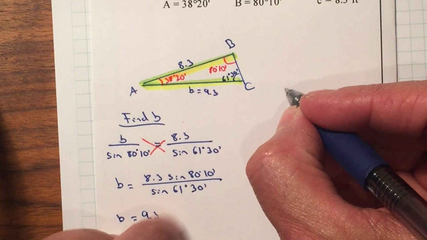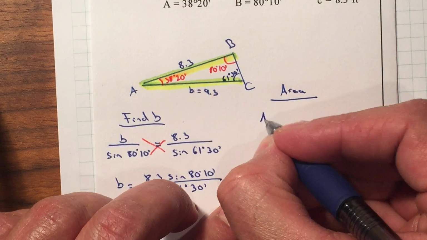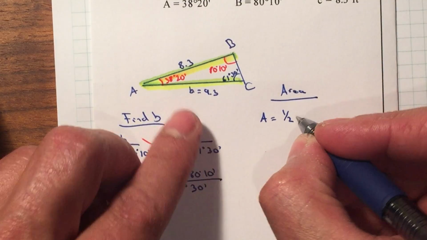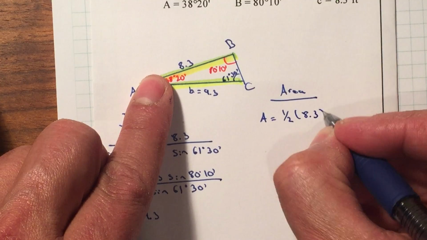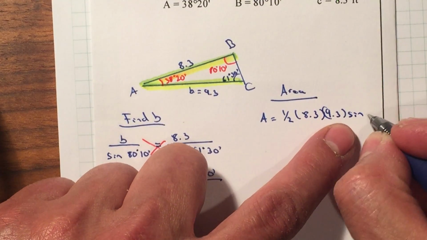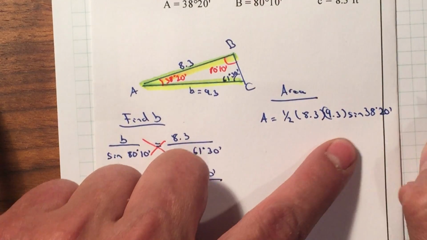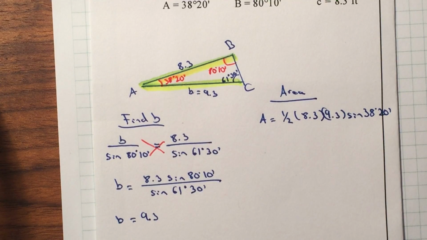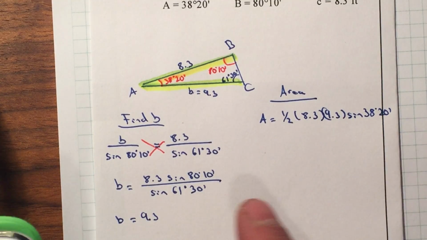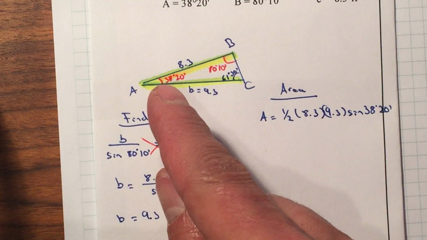And now that I have two sides and the angle between, now I can find the area. Area is equal to 1/2 the two sides multiplied by the sine of the angle in between, which is 38 degrees and 20 minutes. So notice that instead of having to memorize all three formulas, I just know it's two sides and the sine of the angle in between.